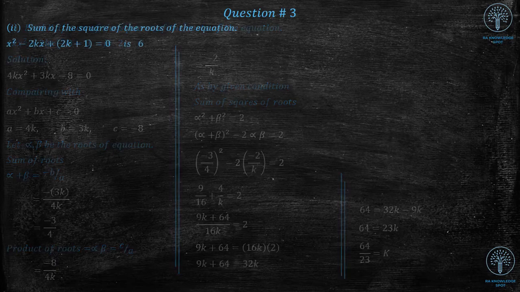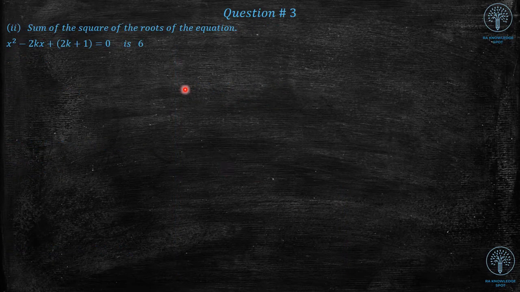Now this is the second part of question number 3. The sum of the squares of the roots of the equation is 6. This is a similar question to the first part we have done. What is the difference in the question? Of course, the equation will be different. In the previous question we had 2 there, but here this is 6. We are going to solve the question on the same pattern. There is nothing changed between this question and that question.